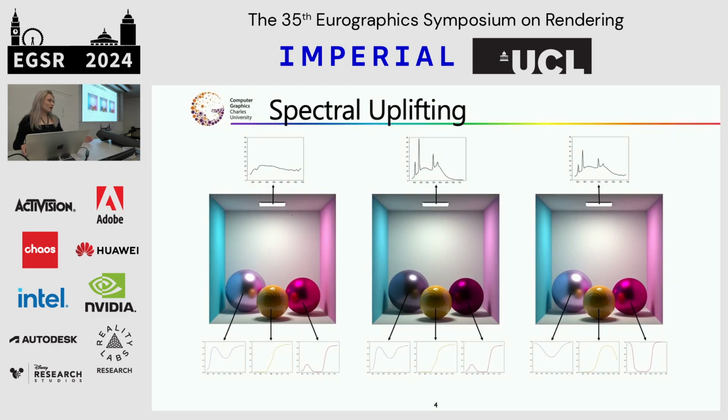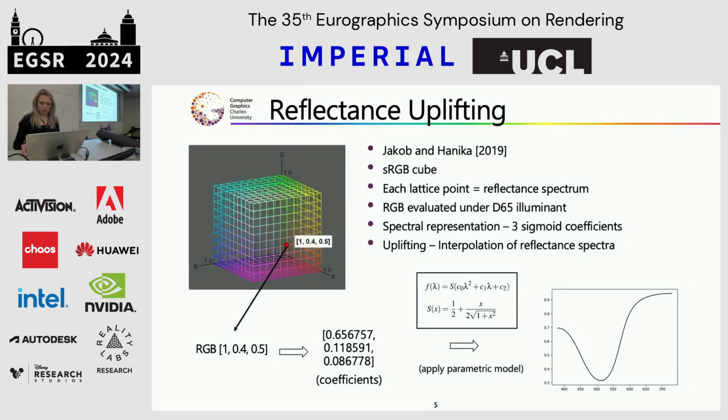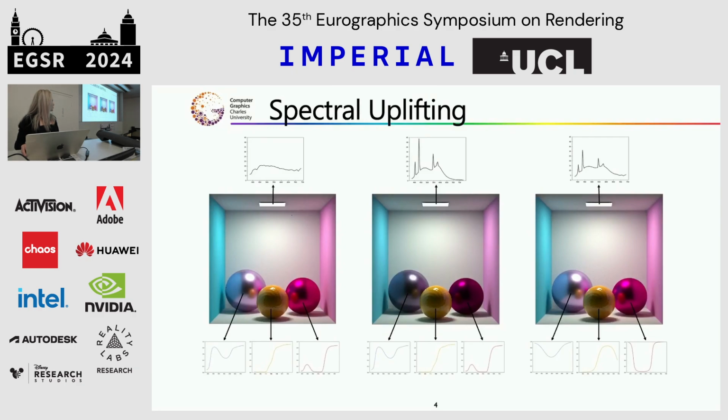However, multiple different spectra can evaluate to the same RGB value, which makes spectral uplifting an under-constrained problem, and this may result in metamerism, as you can see on the images. So you had an RGB image, and all of the assets or textures were uplifted with distinct uplifting techniques, and you can see that these are all quite distinct. So one of the main motivations of a spectral uplifting technique is for the results to be basically identical or very similar to what would happen in real life.